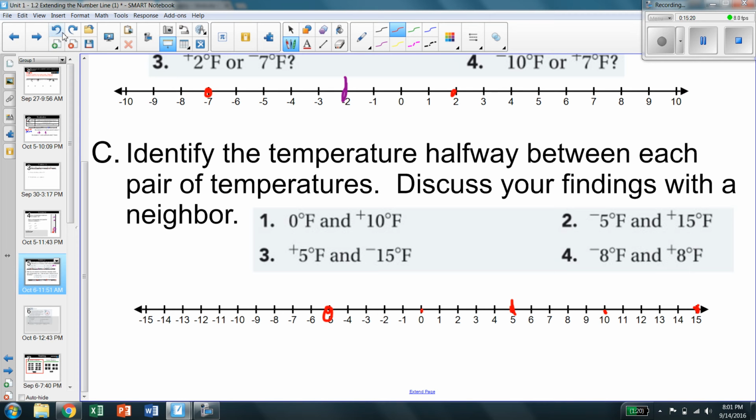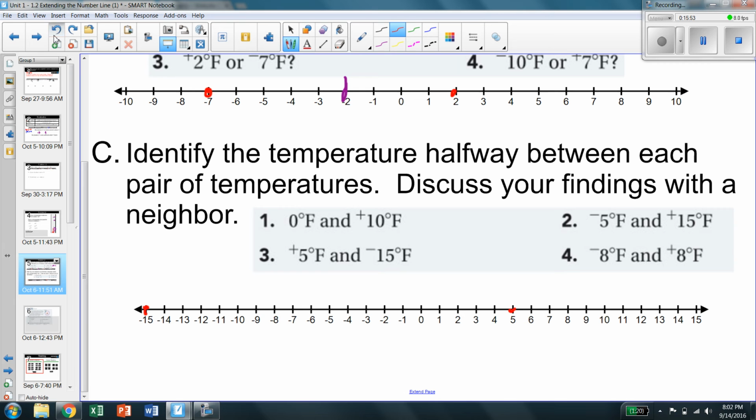Okay, let's see. How about in between positive 5 and negative 15? Positive 5, negative 15. It's 5 units here and then another 15 units. So that's 20 total units that I need to go. And half of that is 10 units. So 1, 2, 3, 4, 5, 6, 7, 8, 9, 10. The middle would be negative 5.